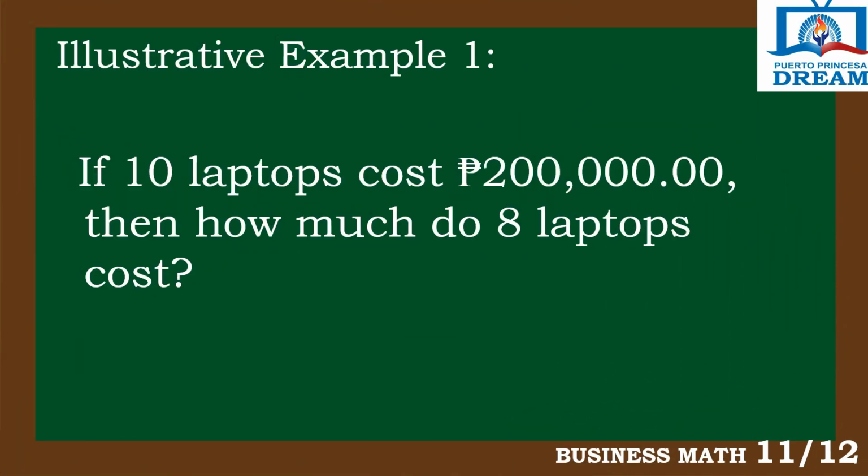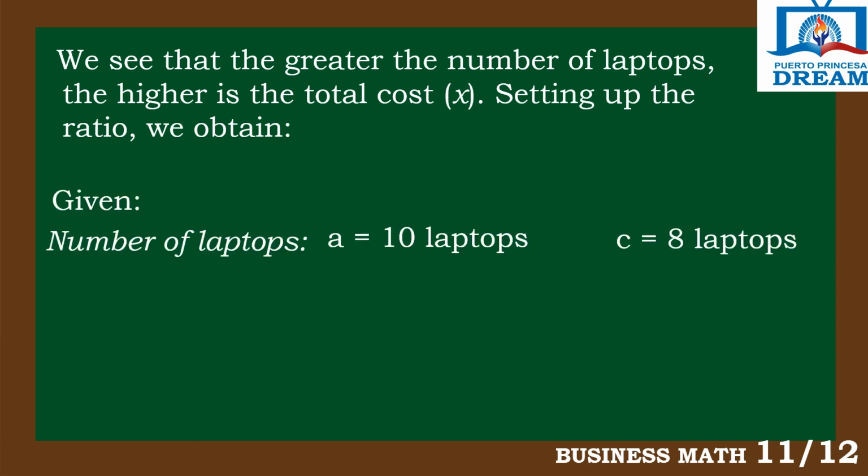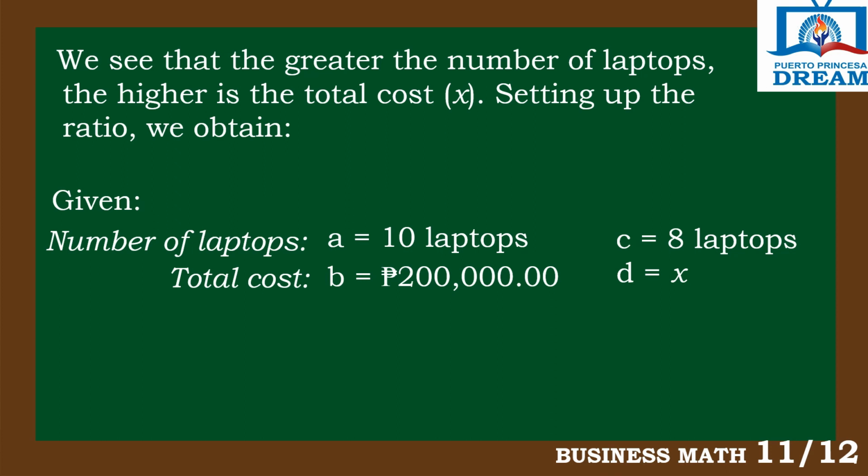Illustrative example 1. If 10 laptops cost 200,000 pesos, then how much do 8 laptops cost? We see that the greater the number of laptops, the higher is the total cost represented by x. Setting up the ratio, we obtain the given number of laptops, A equals 10 laptops and C is equal to 8 laptops. The total cost, which is B, is equal to 200,000 pesos and D is equal to X, which is the unknown value.